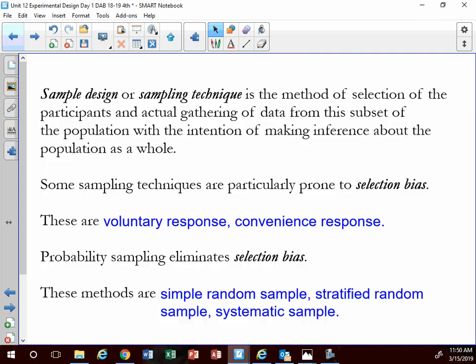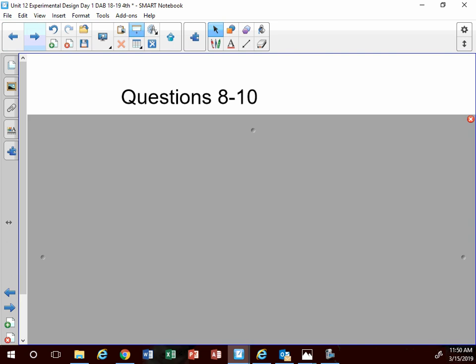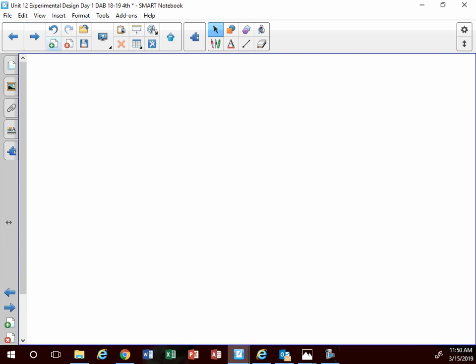Do I not have these written anywhere? Oh, I don't have these written anywhere. All right, guys, so let's look at the types of bias there. Okay, you have response bias, which includes question wording, interviewer bias, order of choices, and honesty. So let's think about question wording. How could that bias responses?